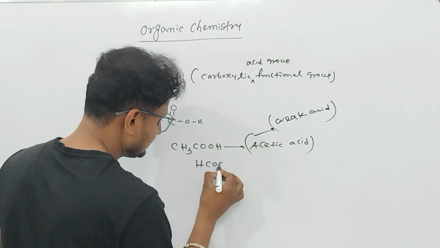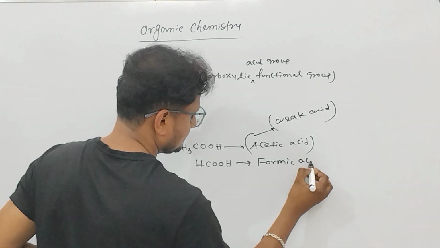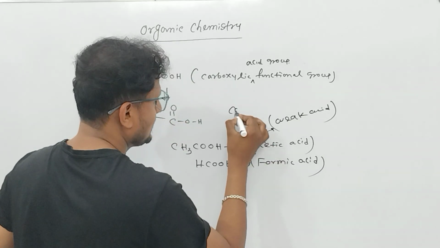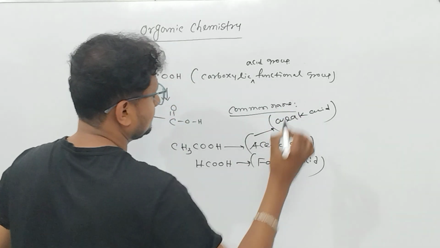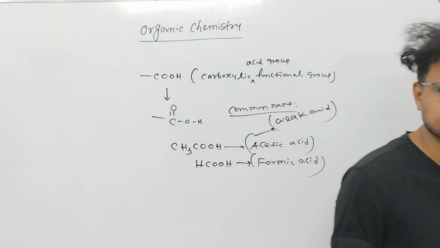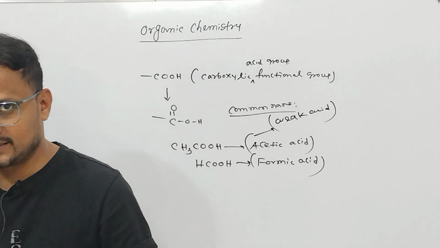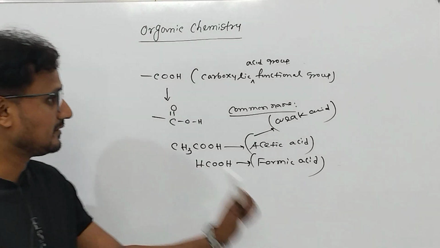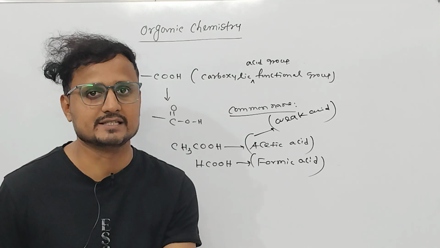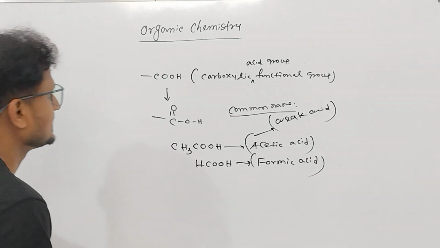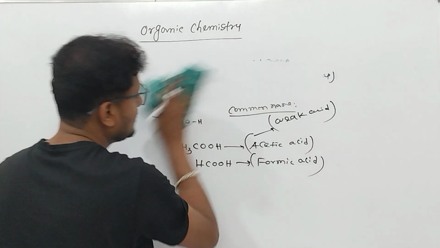Similarly, formic acid. These are the common names. I think it's clear. Now these two are there in the syllabus. We will learn a little bit apart from the syllabus, but I'll tell you about the exact scope of the syllabus of the ICSE. The OH group is there, the COOH is also there. Okay, let us go for another one.